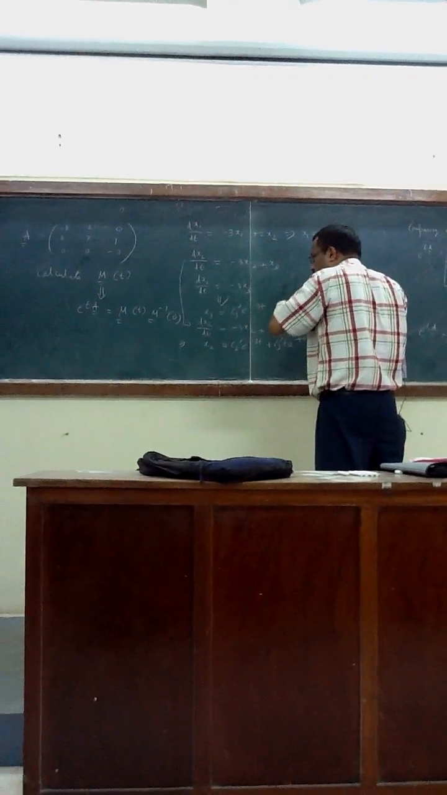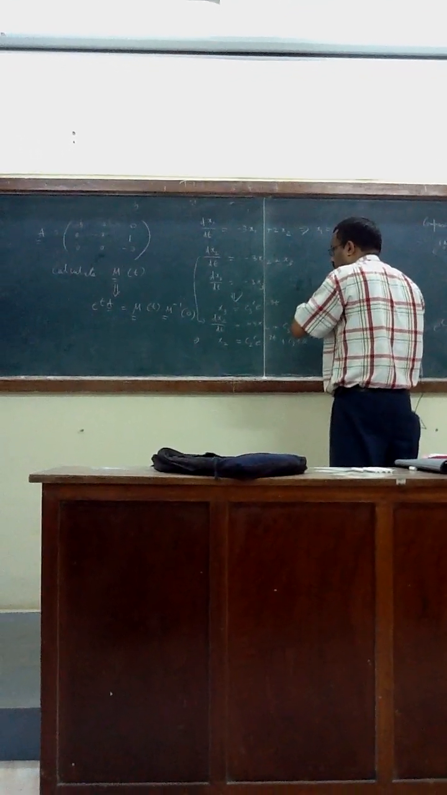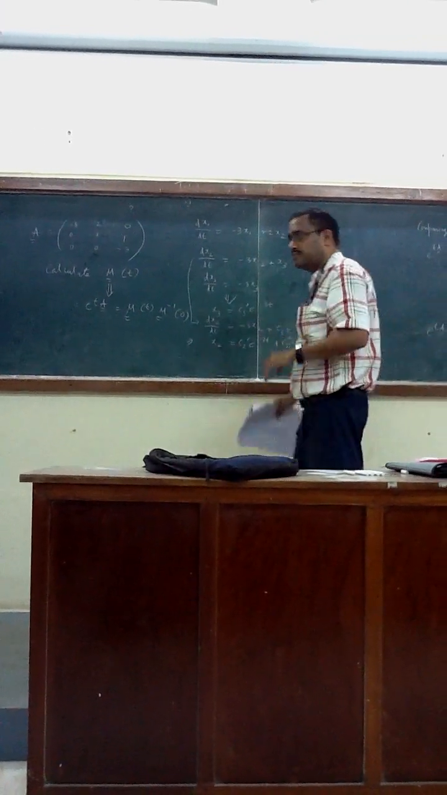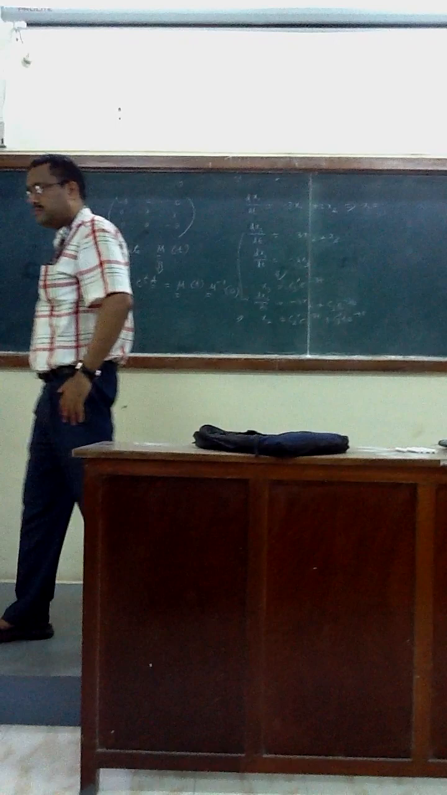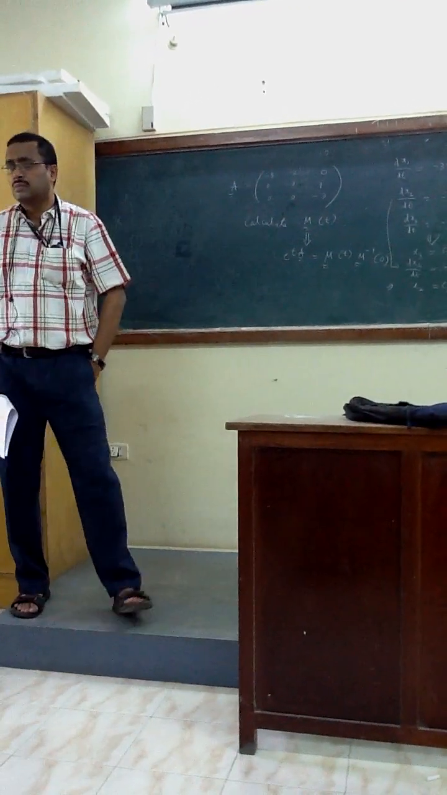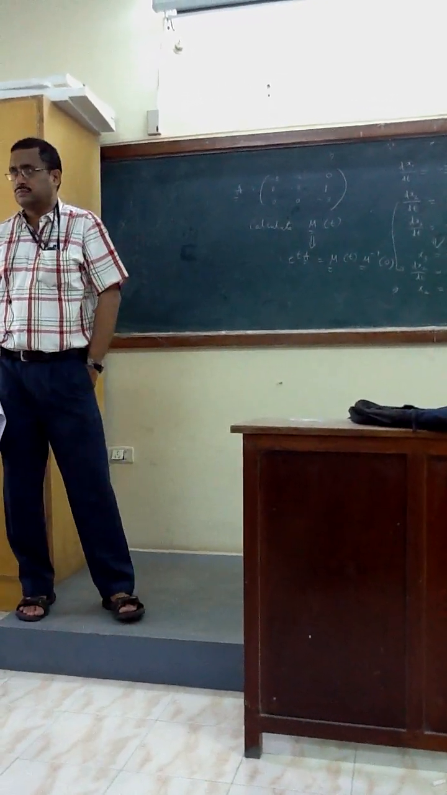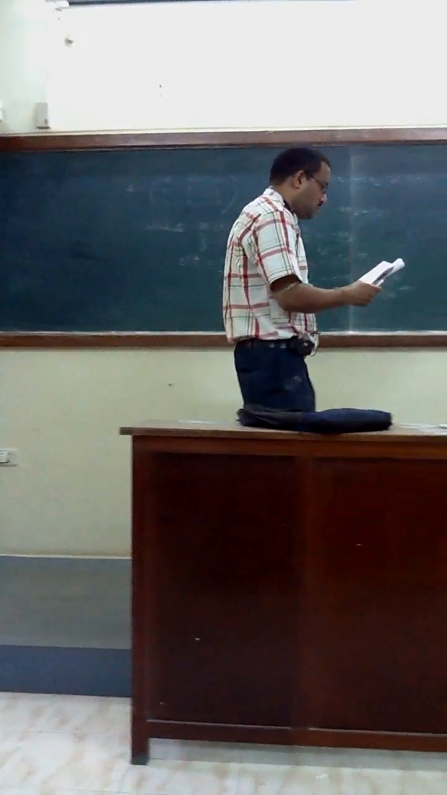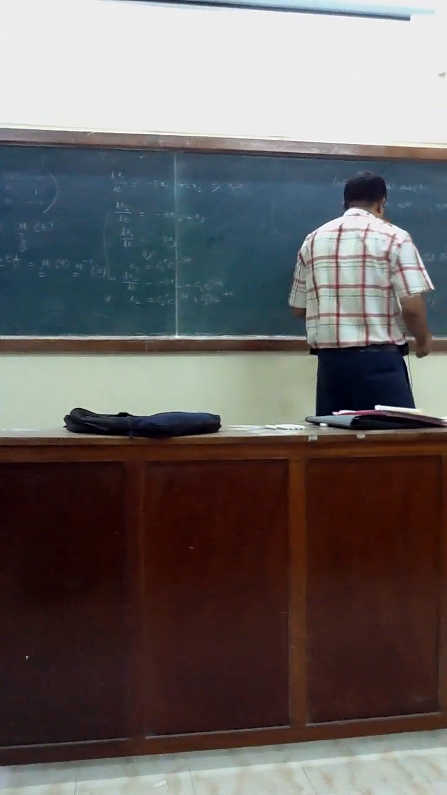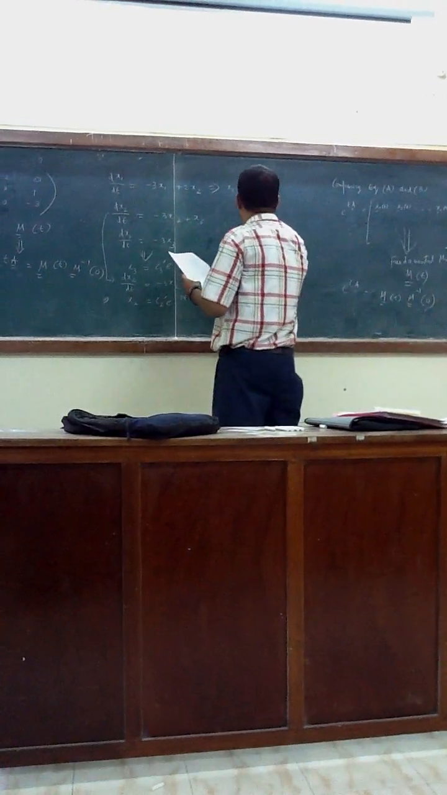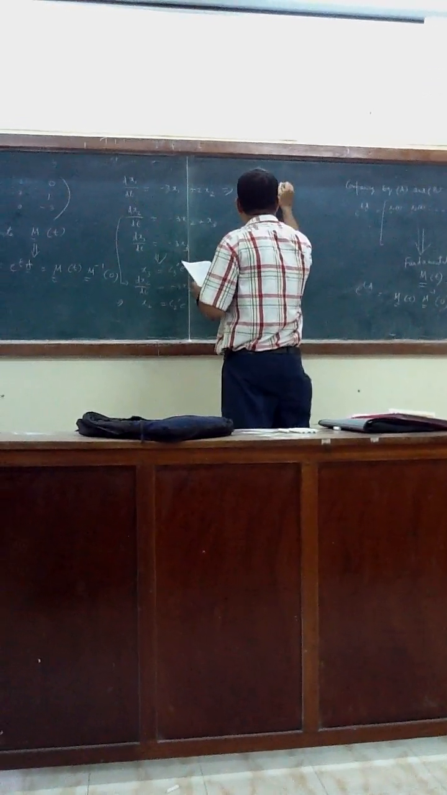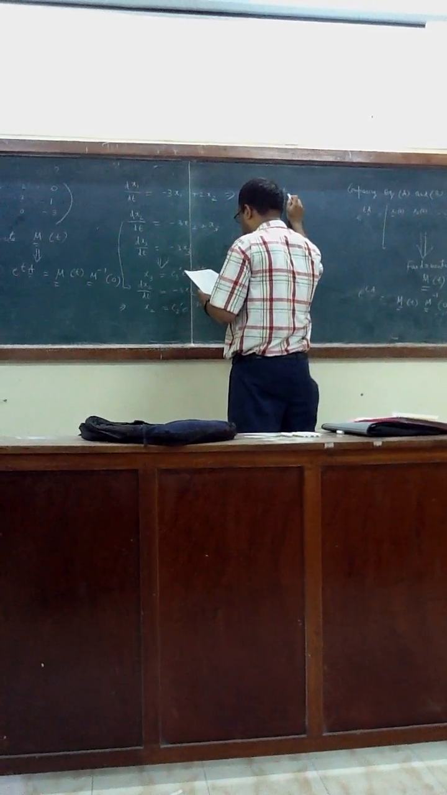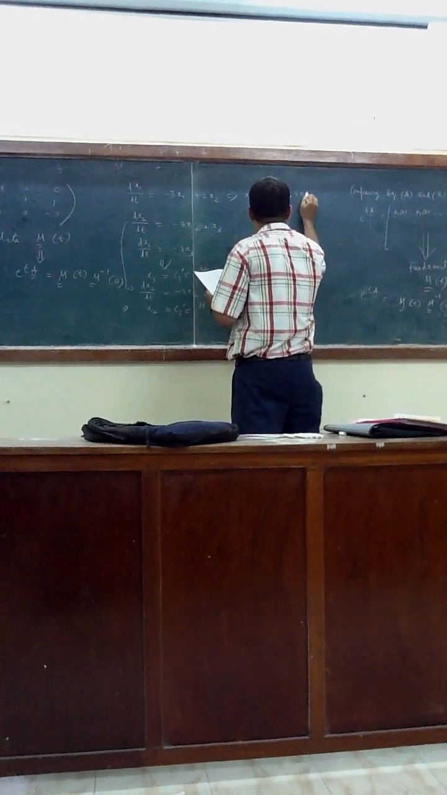Any idea? Okay. What are you saying? c1 prime e to the power minus 3t plus 2c2 prime t plus 2c3 prime t square by 2.